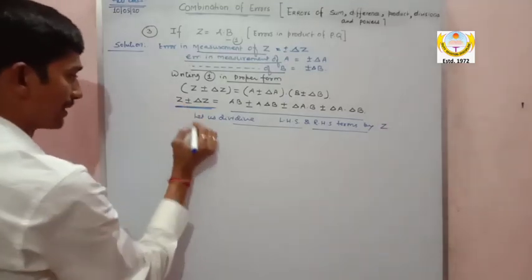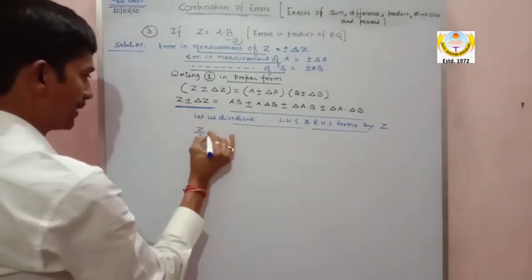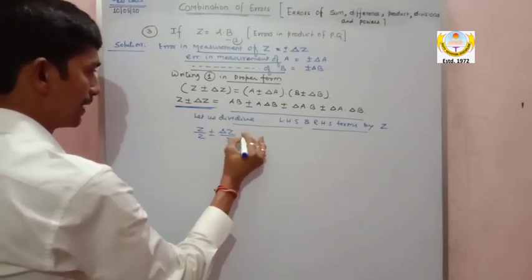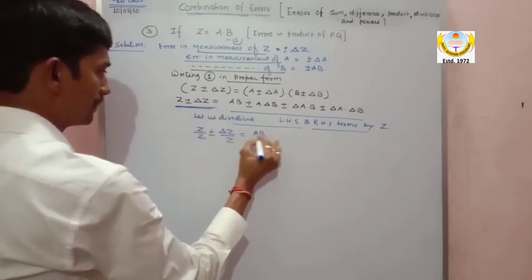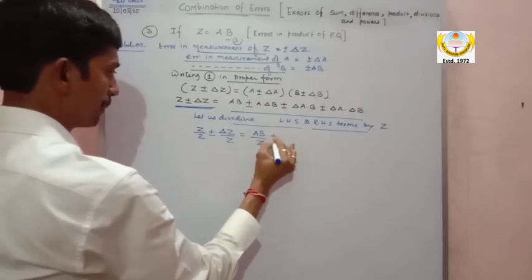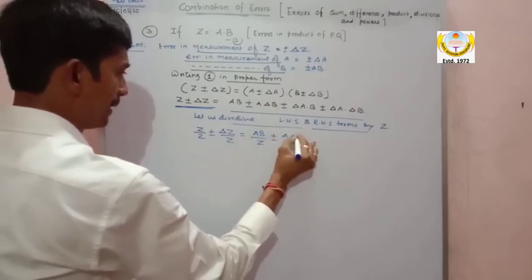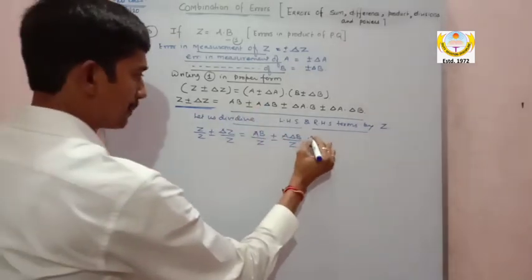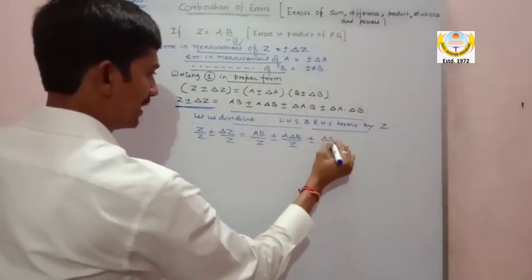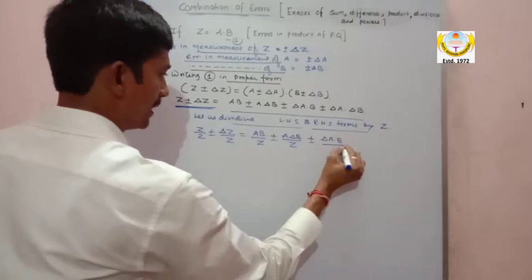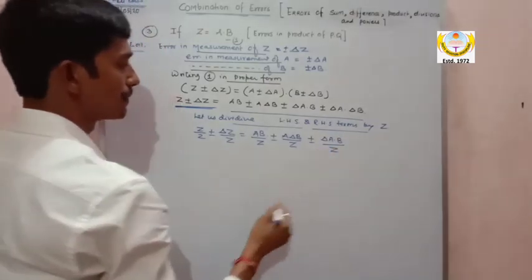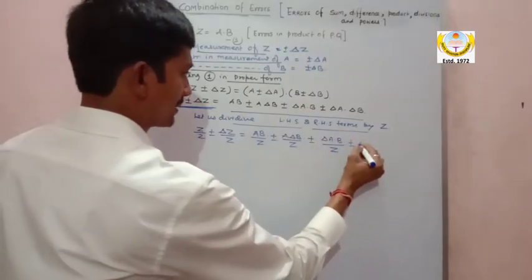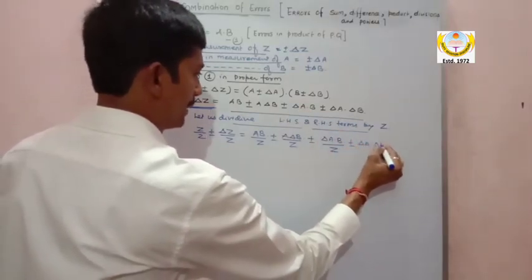So when I divide, this is Z divided by Z plus minus delta Z divided by Z is equal to AB divided by Z plus minus A delta B divided by Z plus minus delta A into B divided by Z, and here it is plus minus delta A into delta B divided by Z.